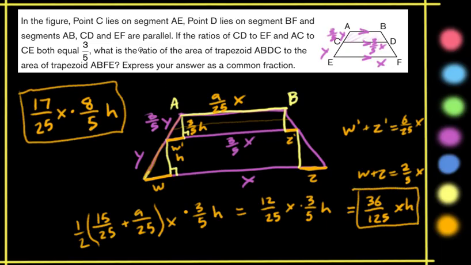And what did they want to know? They wanted to know the ratio of the area of the small one to the area of the big one. So we need to take this as our numerator and this as our denominator and find that ratio. The x and the h are going to cancel out. And the 125 is going to cancel out with this 25 and this 5. And now we just have 36 divided by 8 times 17.